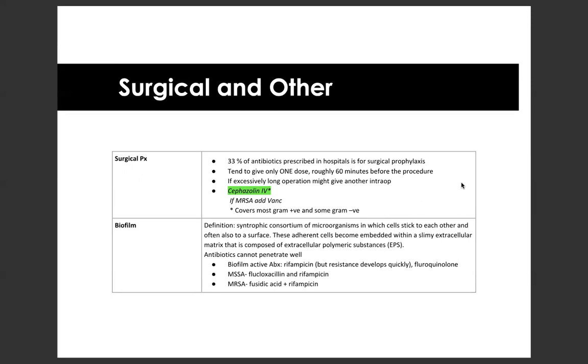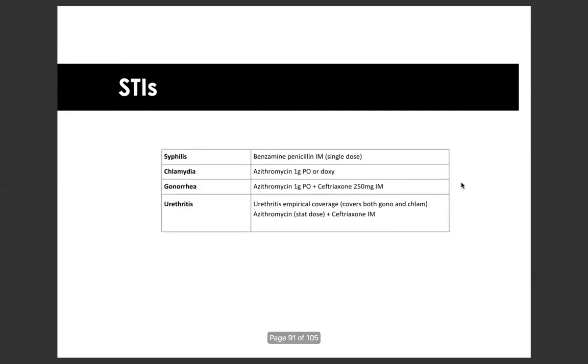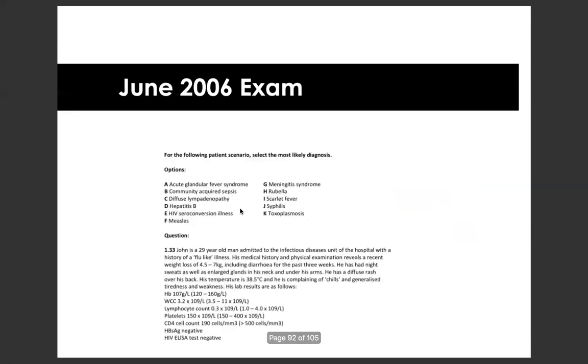And I also listed the antibiotics for biofilm, which I don't think you have to know, but just out of interest. And then moving on to STI. I think it'd just be important to remember what antibiotic goes with what STI. So syphilis, you would use benzathine penicillin, chlamydia, azithromycin, and then gonorrhea uses azithromycin plus ceftriaxone. And move on to the next question.